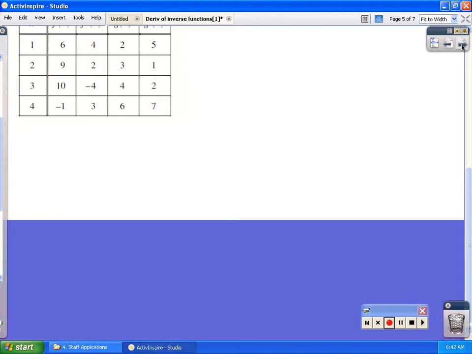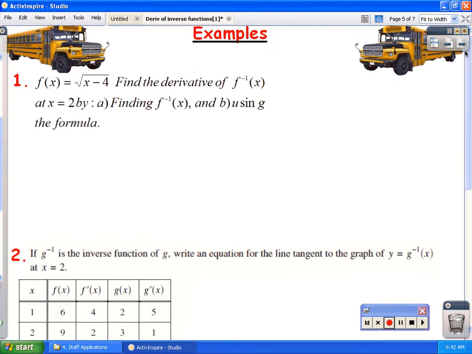Okay. All right, so here we have a couple of problems. Problem number 1 gives you a function, and it says to find the derivative of f inverse at x equal to 2 by, so it's asking us to do this 2 different ways. First of all, it's telling us actually find f inverse, find its derivative, and substitute the value of 2. So let's start with part A. So let's find f inverse.